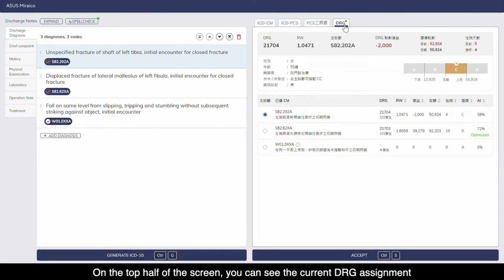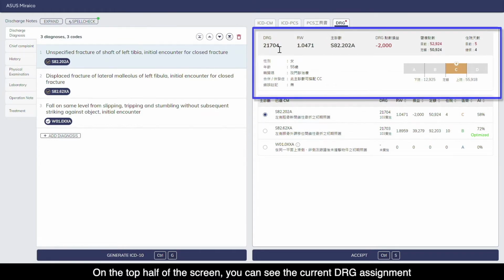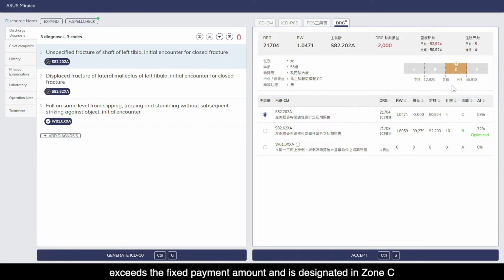On the top half of the screen, you can see the current DRG assignment, RW score, principal diagnosis, DRG payment, and profit balance. Current medical payment amount, current length of stay, and the payment thresholds are also clearly visualized. The patient's current medical payment amount exceeds the fixed payment amount and is designated in Zone C.